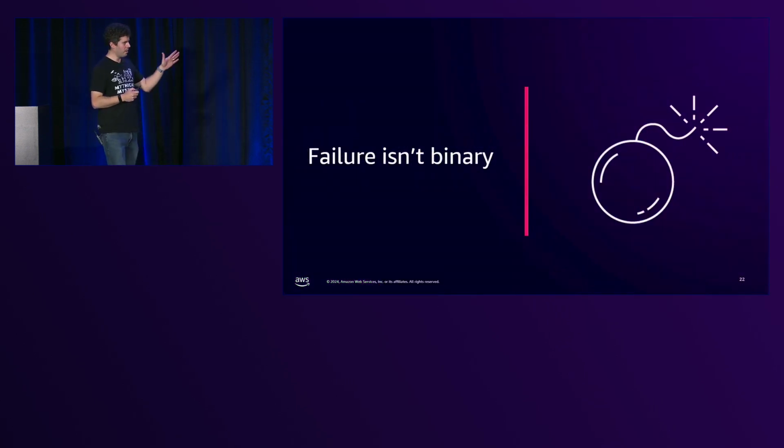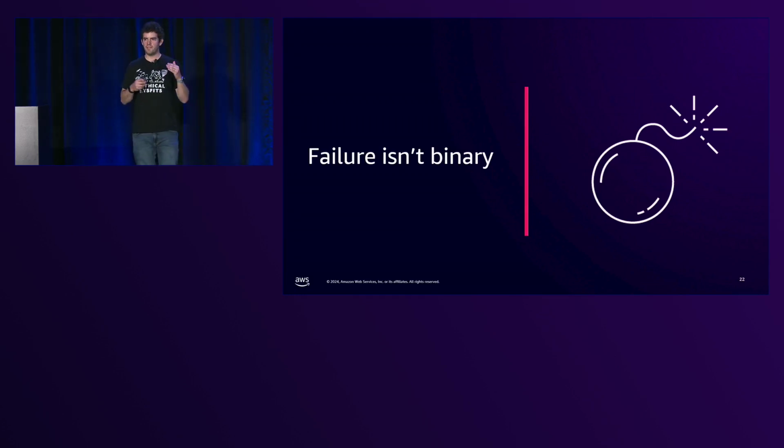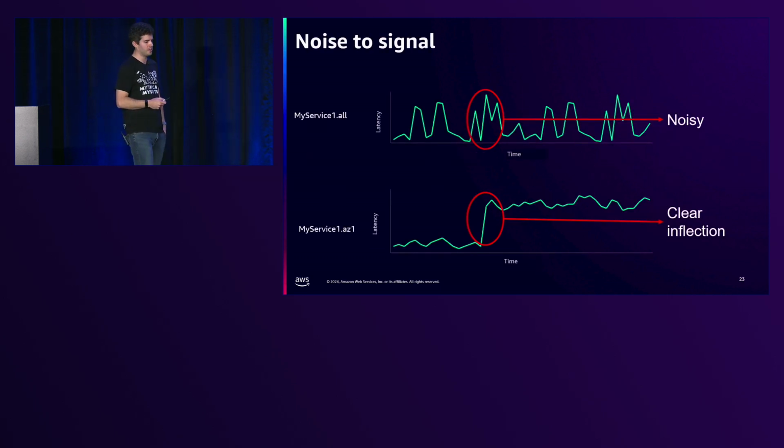So we've already harped on this a lot. Failure is not binary, but the way that you make the failures appear to be more binary at a more fine-grained level is by having good observability. So here's an example where at the top, typical metric that a customer might see, they have a service called My Service.